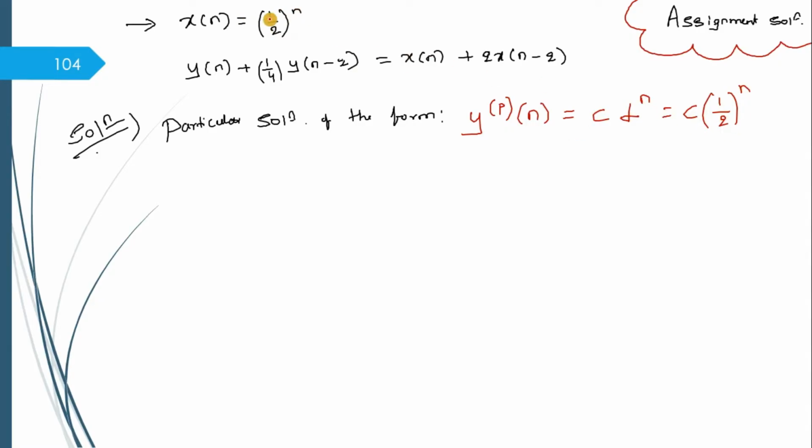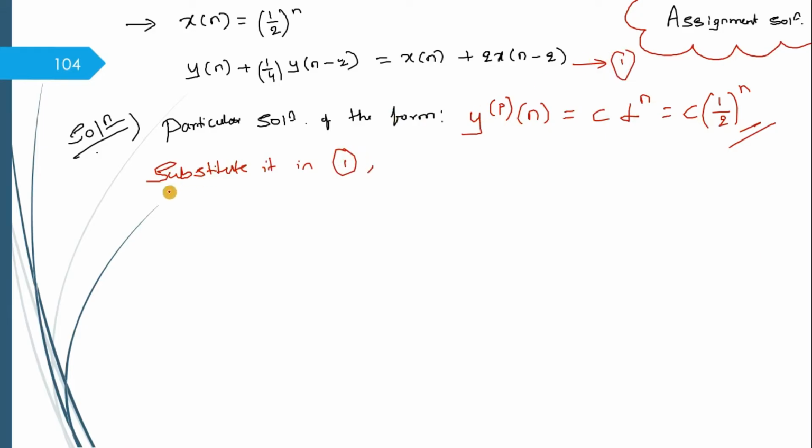Whenever your input is in the form of alpha raised to n, your particular solution form is c into alpha raised to n. So I replace alpha with 1 by 2. This one I substitute in equation 1. Let me represent this as equation 1.